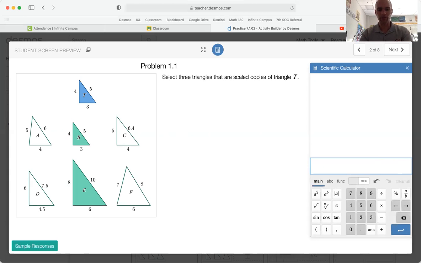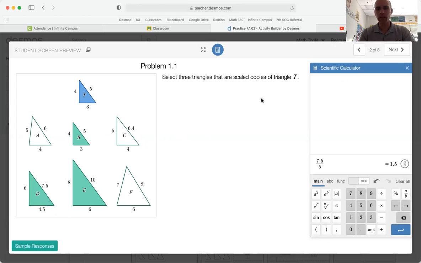Let's see here, 4.5, the bottom of triangle D, divided by the 3 at the bottom of triangle T, 1.5. And let's do the hypotenuse of triangle D, 7.5, divided by the hypotenuse of triangle T, which is 5, and we get 1.5 again. That's enough to make me confident that D is a scaled copy, and its scale factor is 1.5, which is going to be important for the next slide.